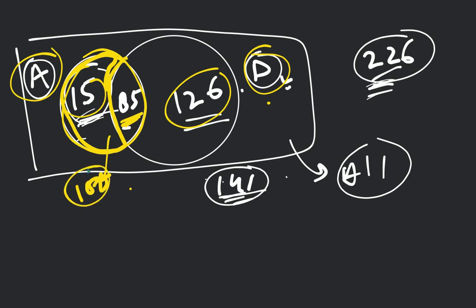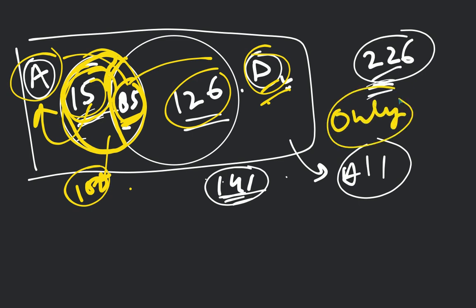Yes. But if I talk about how many are only in A, it means there is not D. And 85 people are in A as well as in D. Means there are only 15 people who are only in A. Right? So all these things vary. Only one word can change the answer very drastically. So we have to very clearly, very keenly examine.